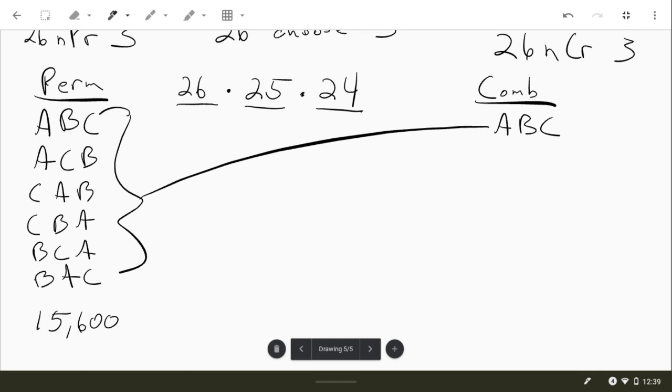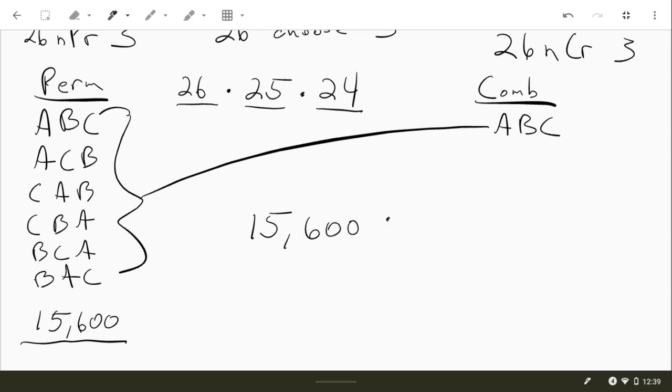All right. So if this is the number of permutations right here, and we want to know the number of combinations, well, we're just going to divide that by 6.